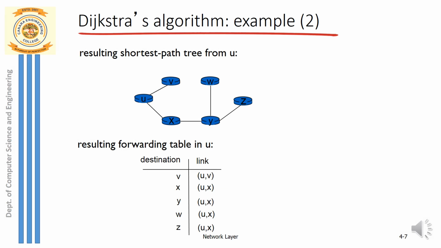You can just see here, this is the result of the shortest path tree, that is from the source node u. This is the graph which I had just drawn.